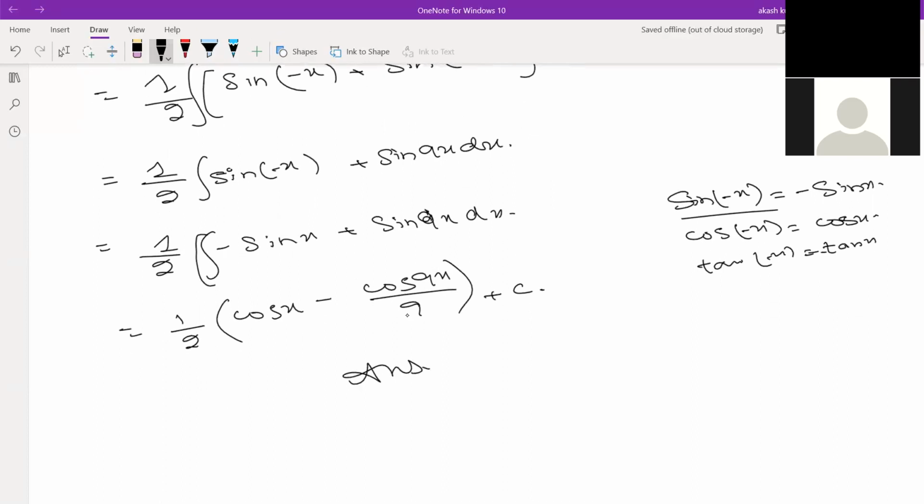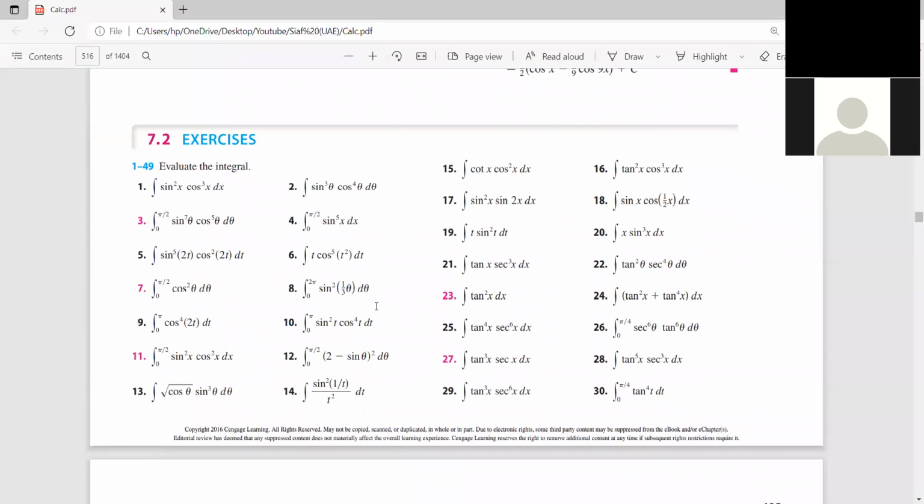Is it clear? Yes. Okay. Now there are exercise questions.